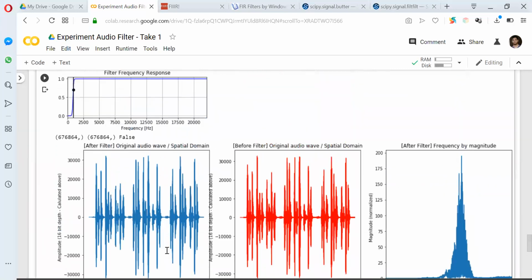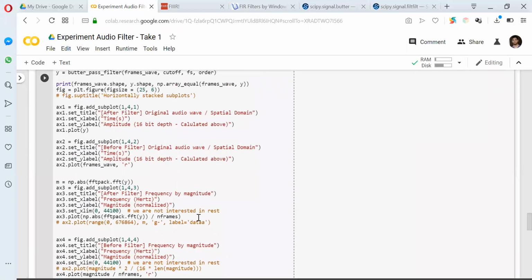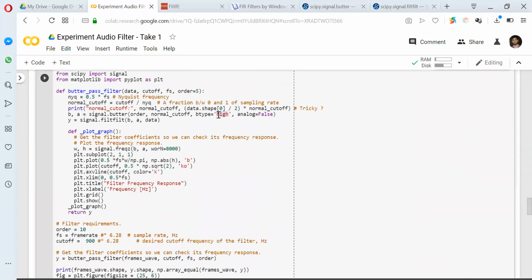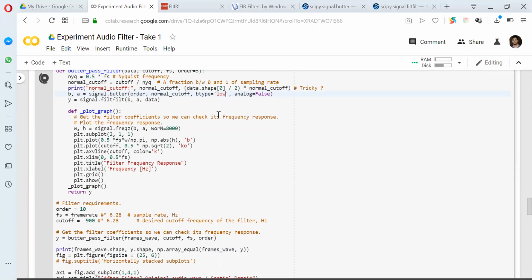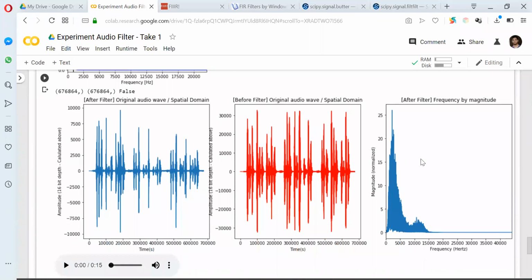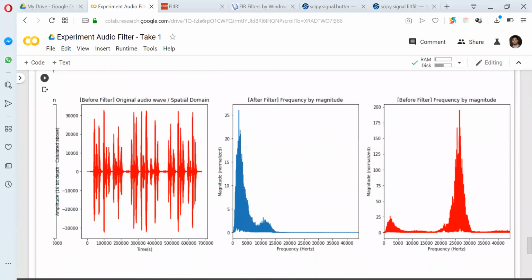The reason I'm saying that is, let me reverse this process. Now instead of retaining the signal, I'm trying to retain the hiss sound. Once I run that, here you can see only the lower frequency component is retained. It's magnified, but it's the same. It's 25, and here's the 25. So it's the same component.